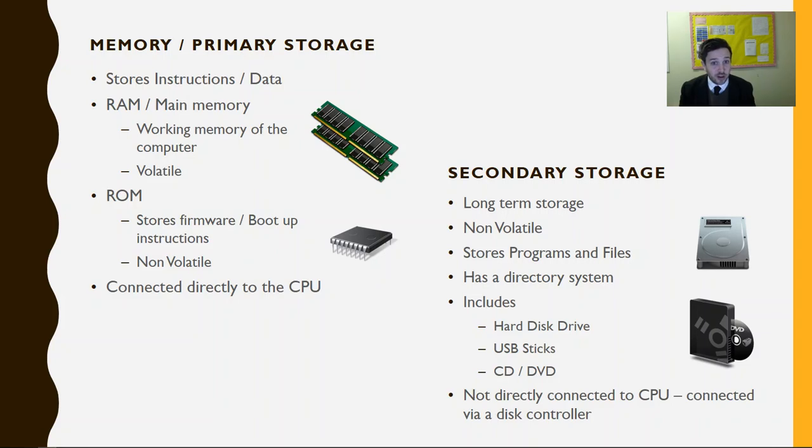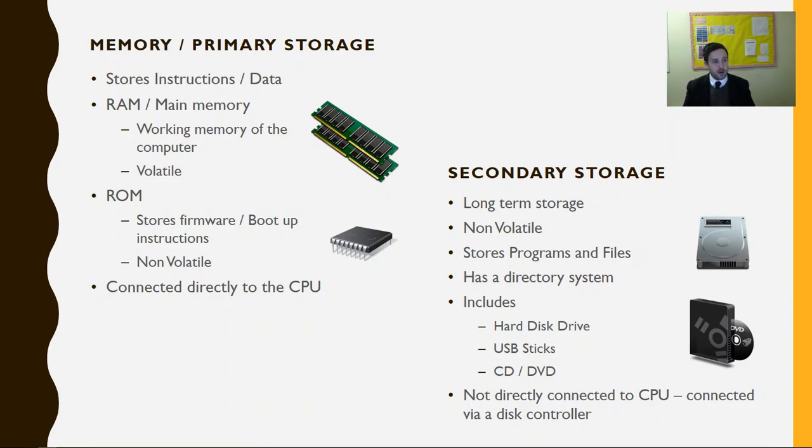And then the other kind of memory that you find within the primary storage is ROM. These are read-only memory chips. They store the firmware and also the boot up instructions for the computer. Now, it would be pretty silly to have your boot up instructions lose memory when the computer's switched off, because then when you switch the computer back on again, it wouldn't be able to boot because the instructions would have disappeared, and therefore your ROM chips need to be non-volatile.